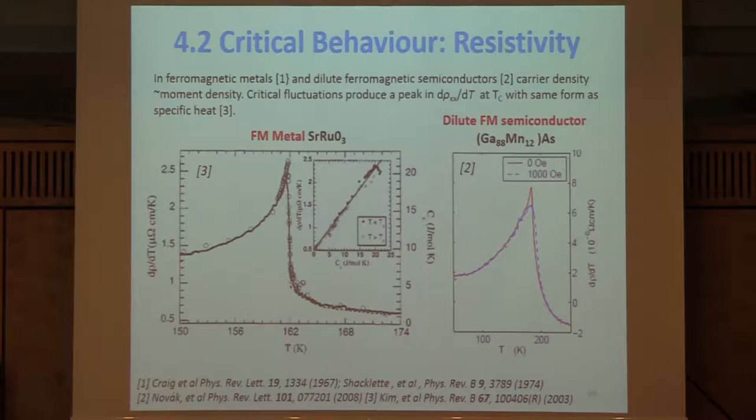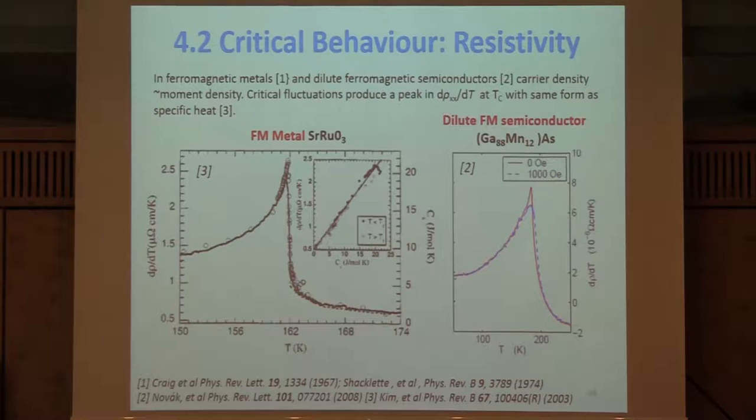Here are our measurements on the dilute paramagnet, copper manganese arsenide. In this material, it's called a semiconductor because it's got a band gap, but the number of carriers, which are holes, is about the same as the number of manganese. So like a metal such as nickel, it falls into this class where you expect the derivative of the resistivity to show a peak at the transition. This is very useful, because nearly every other technique I've mentioned so far is very hard and you need access to facilities.